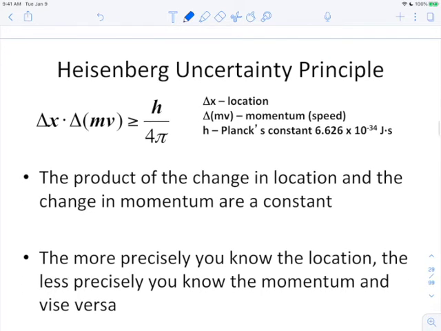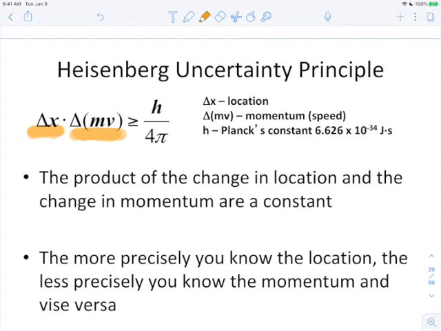So here it is out in writing. Delta X tells us about the position. So where exactly is that electron? And here is our momentum or speed. How fast is it going? And so what we see is the narrower one of these is, the wider the other one is.